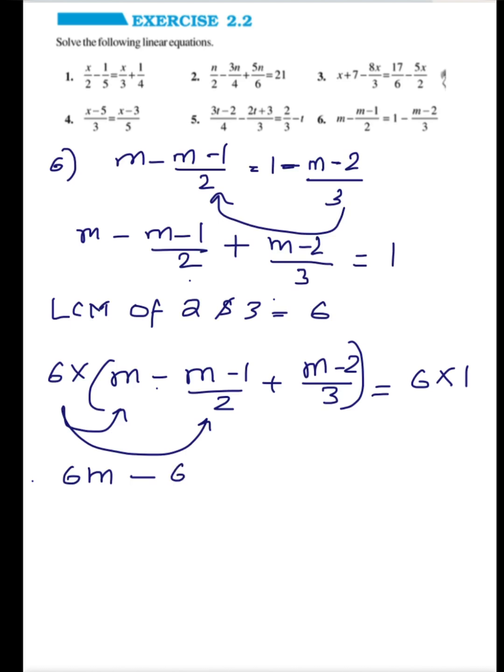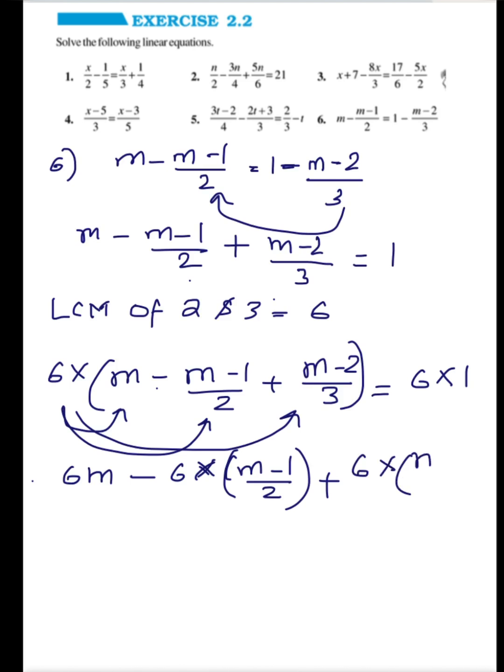Now put this minus. Now 6 into, what is there? m minus 1 by 2. Plus you have to take this 6 to here. So 6 into, what is there? m minus 2 by 3, equal to what? 6 into 1 is 6.